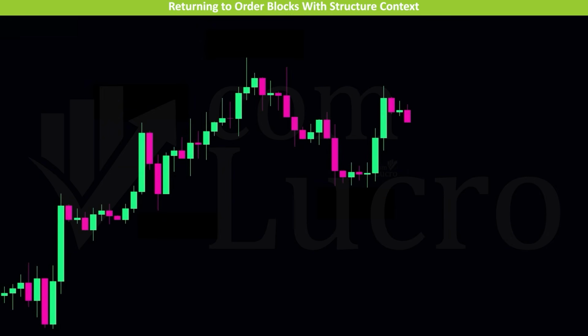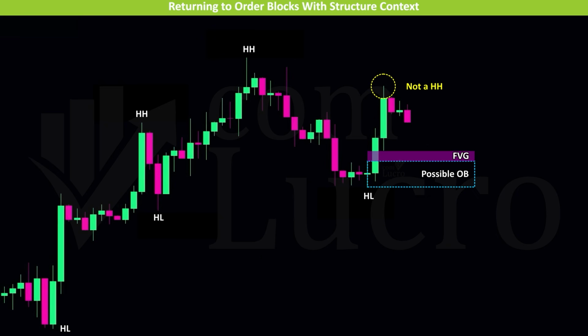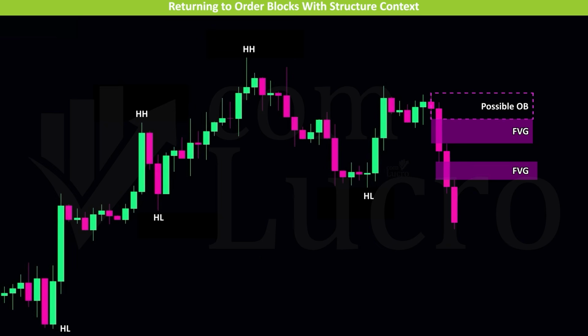Now let us examine a different scenario. In this chart, price is producing higher highs and higher lows, and we can identify a potential order block due to the presence of inefficiency. However, because price has not yet formed higher highs beyond the structure, this order block cannot be considered valid at this stage. After some time, price moves downward and creates another possible order block, this time on the bearish side. This is visible through the strong downward move combined with inefficiency on the red candle.